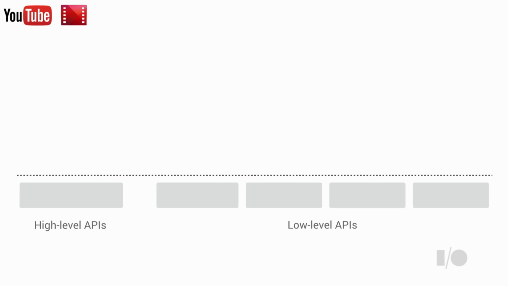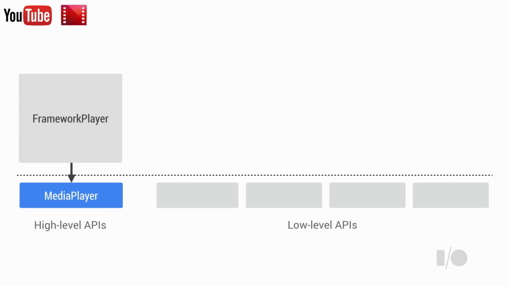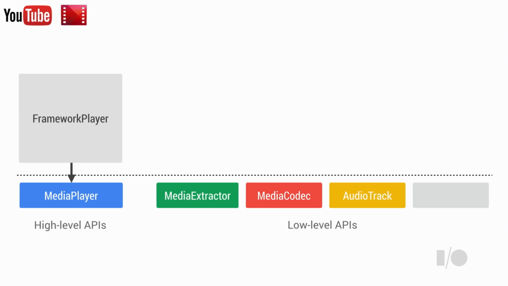When we talk about high-level and low-level APIs, as Lajos mentioned, for video playback the high-level API we're interested in is Media Player. It's self-contained. It does everything for you. Both Play Movies and YouTube use Media Player on devices that don't have the newer low-level APIs. So we effectively just have a thin shim which wraps Media Player, and Media Player does everything for us. But on newer devices, we have these low-level APIs.